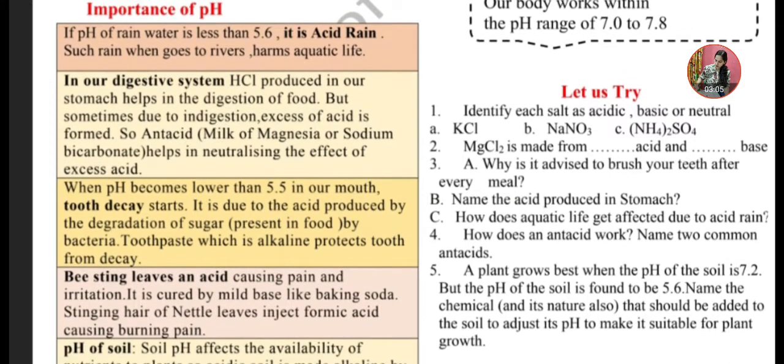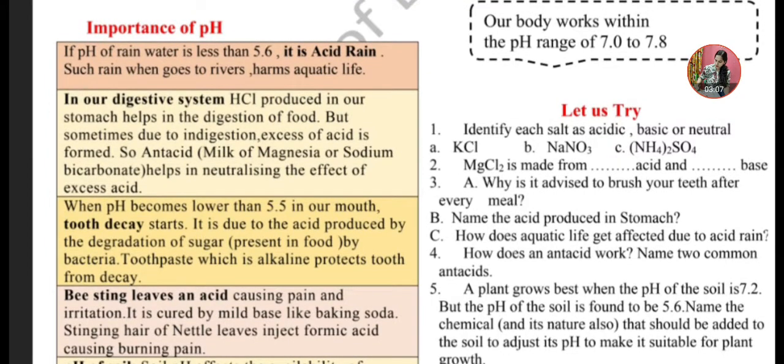Let's see the first example of the importance of pH. If the pH of rainwater is less than 5.6, students, it means this rain is acid rain. And when this rain goes to the river, it harms the aquatic life. Why does it affect the aquatic life? Because fishes can't take oxygen from this acidic water. It increases the acidity of water.